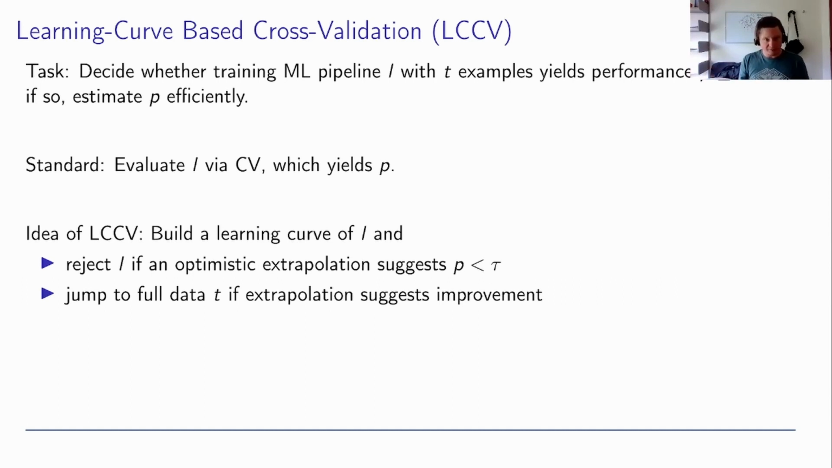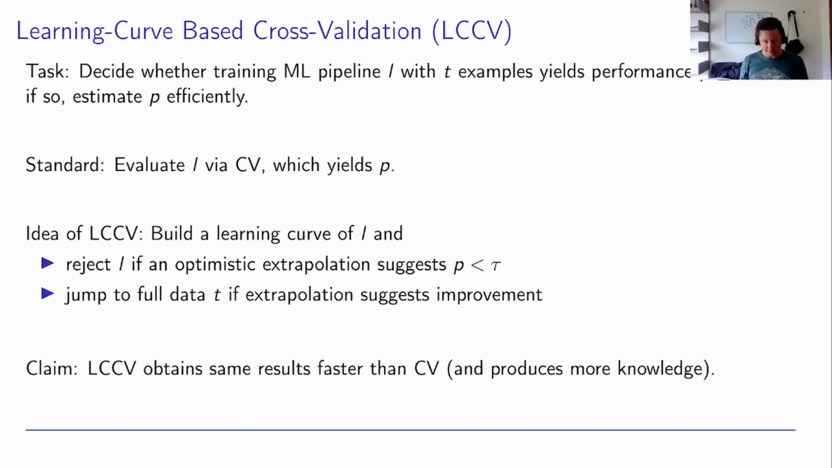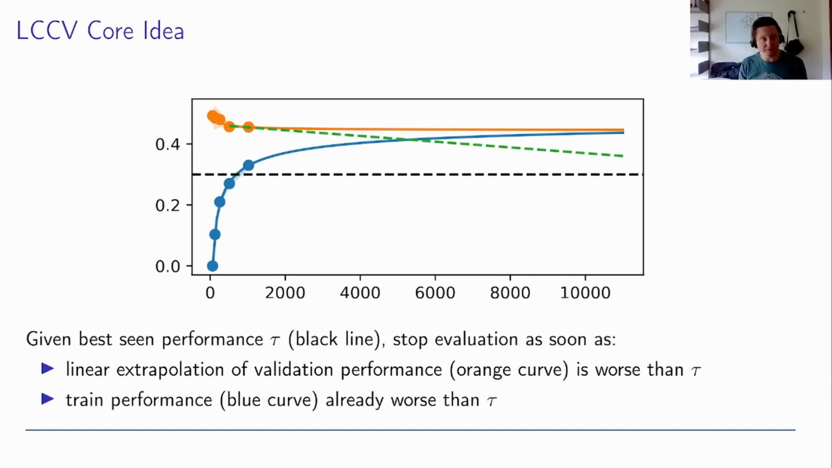So this is the basic idea, and what we claim here is that this learning curve cross-validation obtains the same results as standard cross-validation. It picks the same optimal or another but also optimal machine learning pipeline while being much faster. And in addition, as a side effect, it produces more knowledge because the output is not just numbers, but for each of the analyzed pipelines also a learning curve which can be used for further analysis.